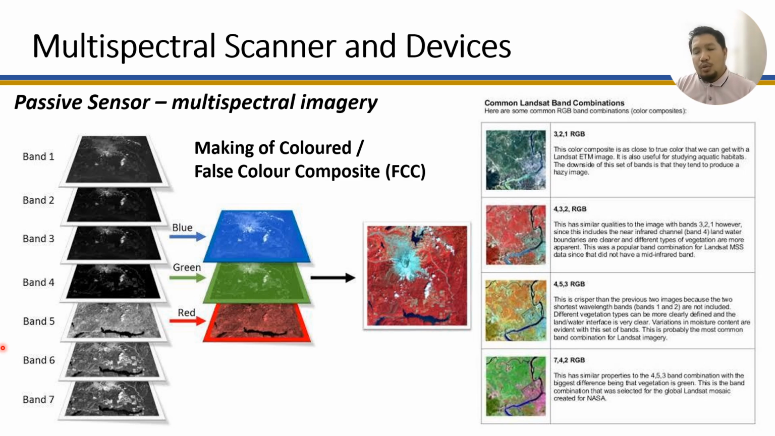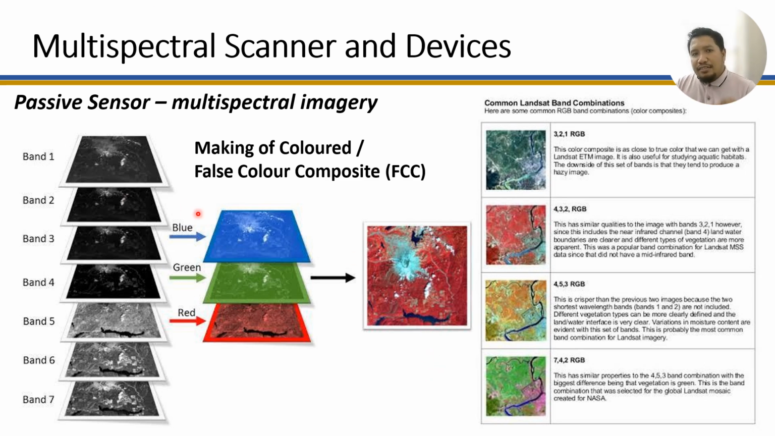Now we take a look at one example of a passive sensor, which is multispectral imagery. Multispectral imagery is a type of remote sensing data that captures information across multiple wavelengths of the electromagnetic spectrum that we have covered in the previous lecture. This means that instead of a single image, we get a series of images, each representing a different part of the spectrum. These images can be used to identify and analyze various features on the Earth's surface, such as vegetation, water bodies, and urban areas.